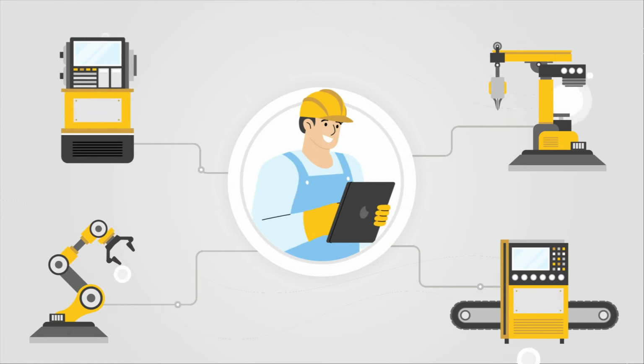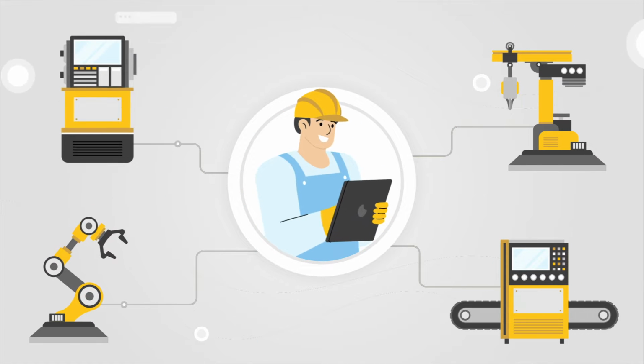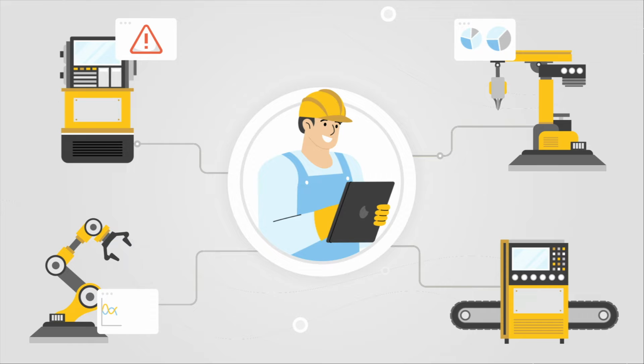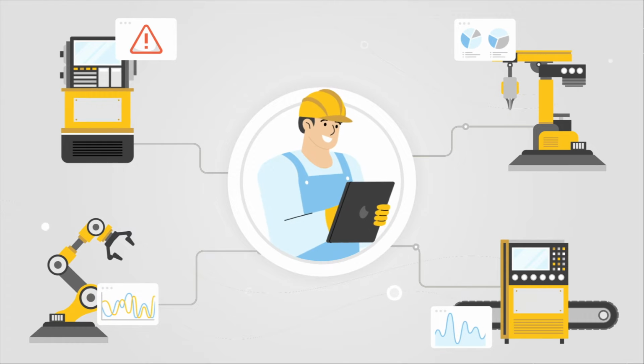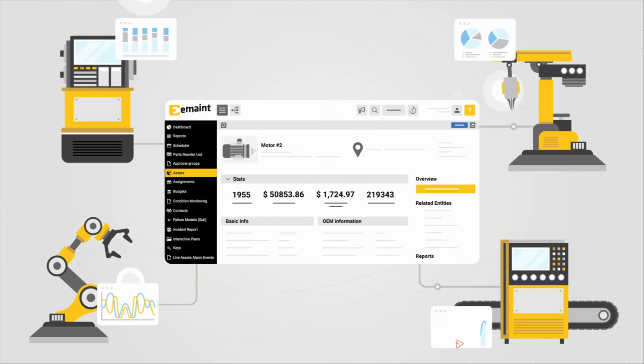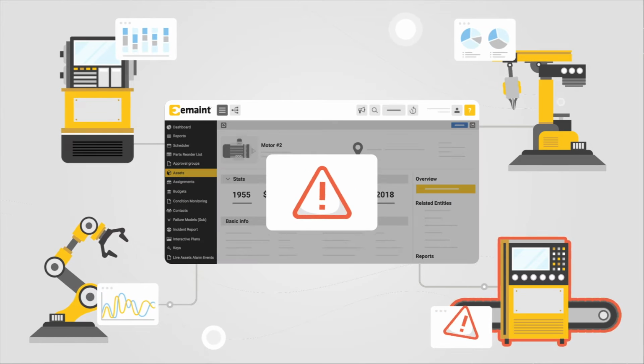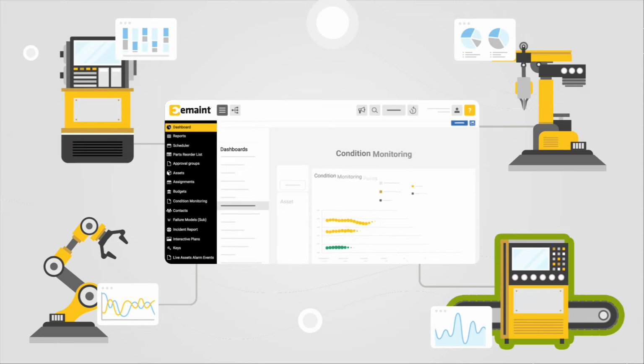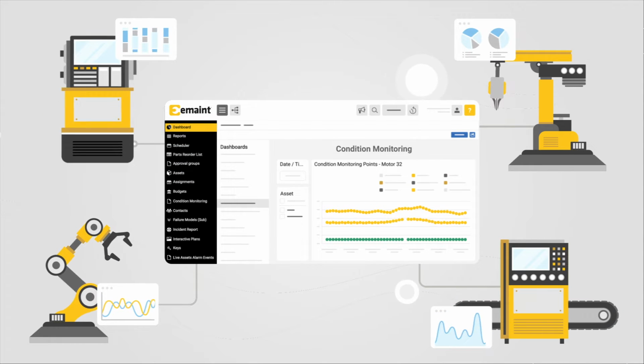eMaint taps into siloed production monitoring data, from SCADA to BMS, BAS, and MES or MOM systems. You gain powerful asset health visibility and can automate work orders to trigger when maintenance is needed.